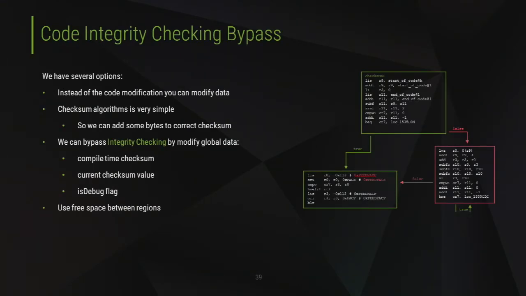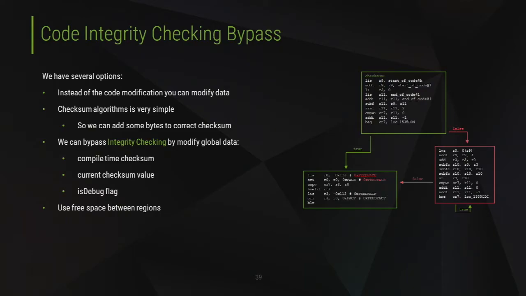You have several ways to bypass this mechanism. Instead of code modification, you can modify data. The checksum algorithm is very simple, so you can add some extra bytes to correct the checksum. You can bypass integrity checking by modifying global data, for example, the compile time checksum, where the current checksum value is the bug flag. The last option is you can use free space between regions.